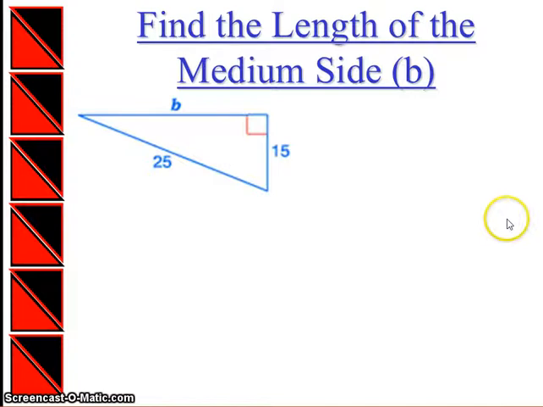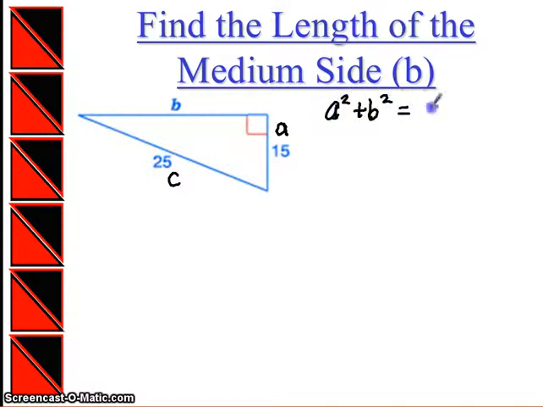Now let's find the length of the medium side. Notice the medium side is going to be the letter B. So we have A is 15, B is unknown, C is 25. So if we write our Pythagorean theorem, a squared plus b squared equals c squared, we can start to substitute the values that we know. We know that 15 is a, so we have 15 squared, plus b squared, we're going to have to put b because that's our unknown amount, and it's equal to c, which is 25 squared.